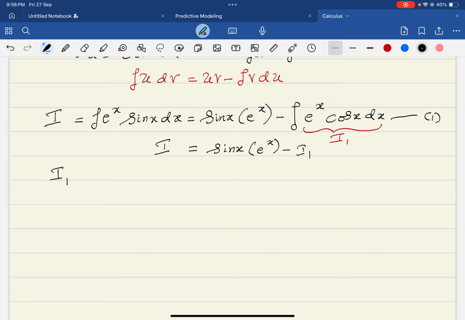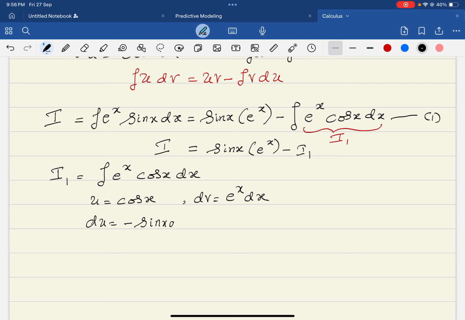So our job is now to solve the integral I1. What is I1? It is given by integral of e raised to x cosine x dx. Here also there is exponential and trigonometrical, so trigonometrical is the first function: u is equal to cosine x, and dv is e raised to x dx. The derivative of cosine x is minus sin x dx, and v is the integral of e raised to x dx, which is e raised to x.